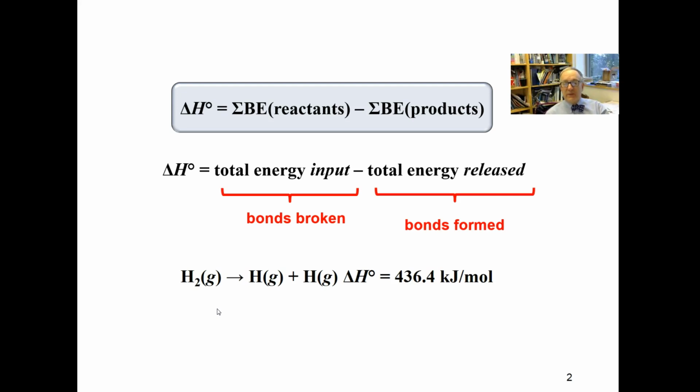And so if we look at a simple case, the diatomic molecular hydrogen, we've got to add 436.4 kilojoules per mole to atomize it, to break it apart into its constituent atoms. Likewise, if we were to do the opposite process, to take 2 hydrogen atoms and put them together, they're going to release energy. And how much energy will they be releasing? It's going to be minus 436.4 kilojoules.